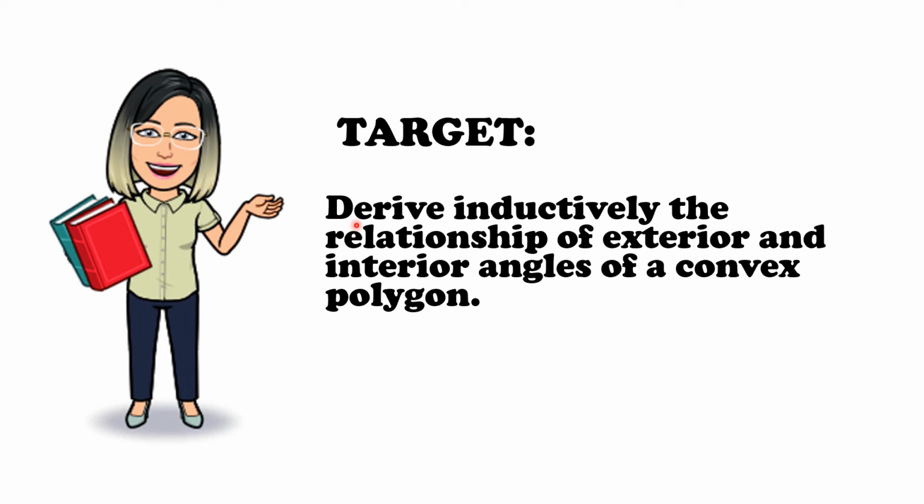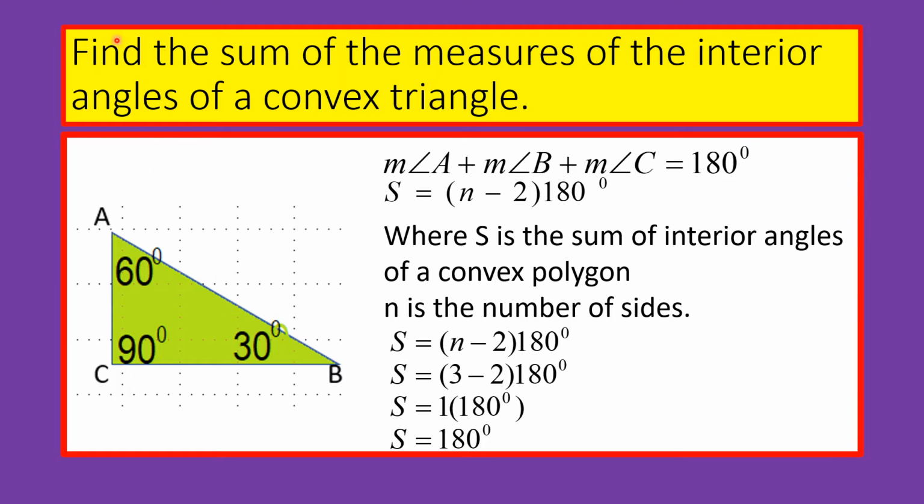Our target: derive inductively the relationship of exterior and interior angles of a convex polygon. We need to find the sum of the measures of the interior angles of a convex triangle. This is a triangle. We need to find the sum of the three angles. So we need to find the measure of angle A plus the measure of angle B plus the measure of angle C.